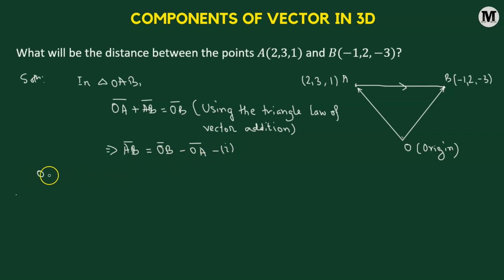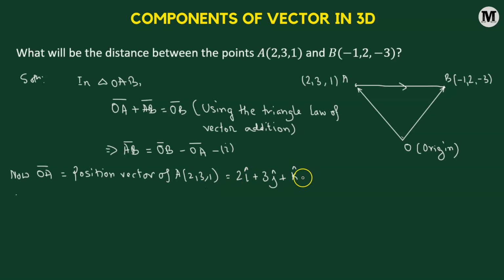Now what is OB vector and OA vector? Let's start with OA vector. OA vector is simply the position vector of point A, and we can convert it to a vector. All we have to do is take the x coordinate, which is 2, multiply it with i cap, add it to the y coordinate value, that's 3, multiply with j cap, add it to the z coordinate 1, and multiply with k cap. So this is going to be our OA vector.